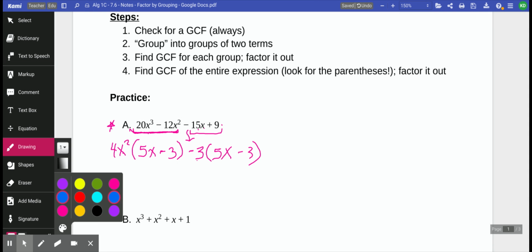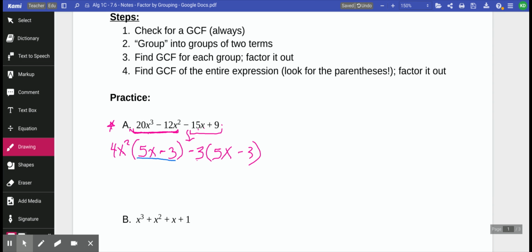So now look at what we have here. Look at these sets of parentheses, 5x minus 3 in both of them, right? So that is going to be my greatest common factor, 5x minus 3. What am I going to have left over?